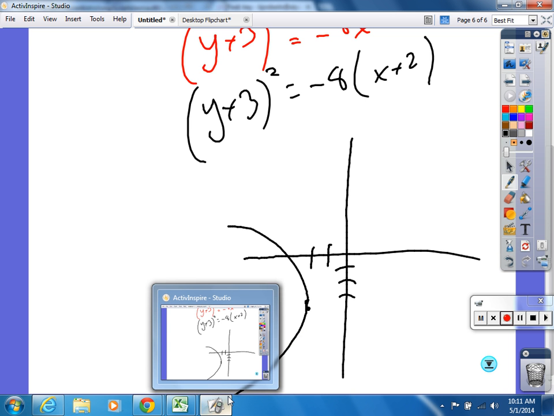If you're not sure, what could you do? Pick a point. So if I pick 0 for x, okay? 0 plus 2. 2 times negative 8. Negative 16. Can I take a square root of a negative 16? So that shows that he's not coming this side. Does that make sense? Yeah.